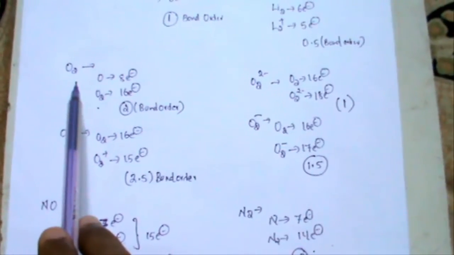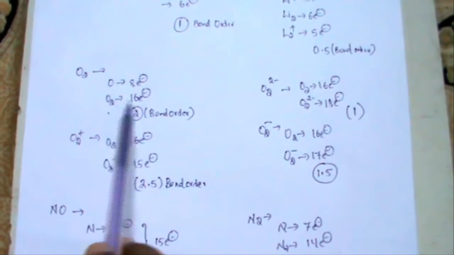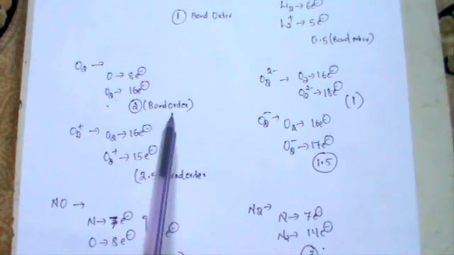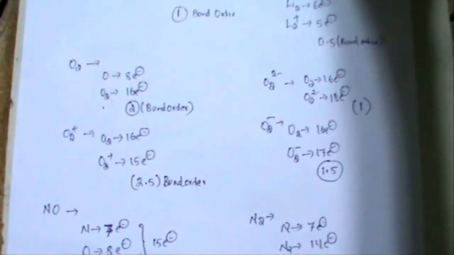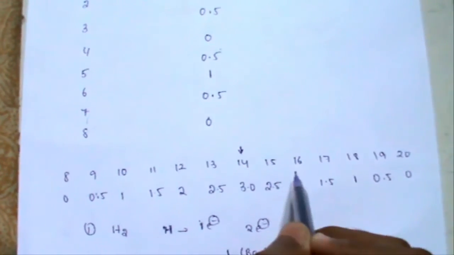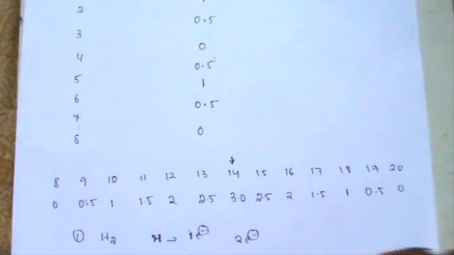Now look at this also. Oxygen has 8 electrons and the oxygen molecule has 16 electrons, so its bond order is 2 for the oxygen molecule. Look at the below box. Here we got a total of 16 electrons, right? Here the bond order for 16 electrons is 2, so oxygen has a bond order of 2.